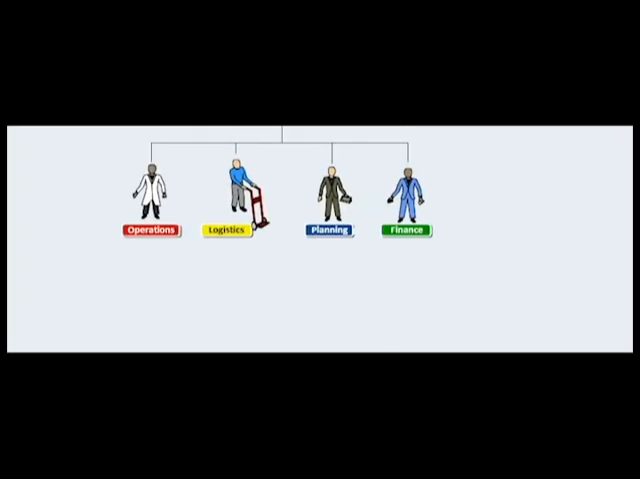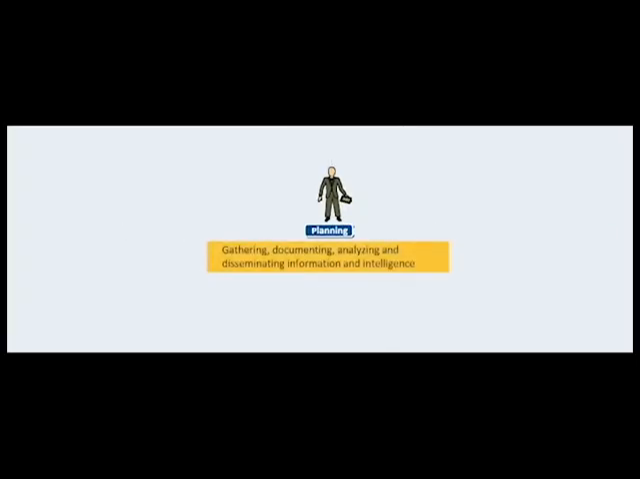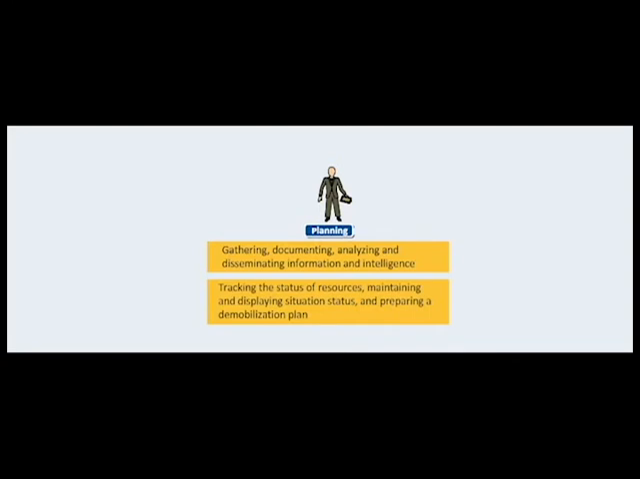The Planning Section is responsible for gathering, documenting, analyzing, and disseminating situational information and intelligence regarding the incident and the organization's response. This section is also in charge of tracking the status of resources, maintaining and displaying situation status, and preparing a demobilization plan. One of the most important functions of the section is to look beyond the current and next operational period in order to anticipate potential problems or events.